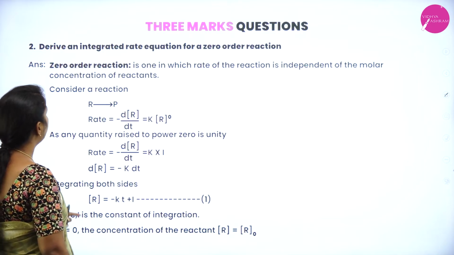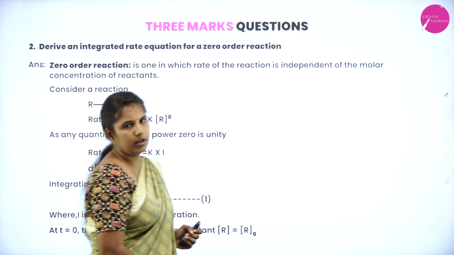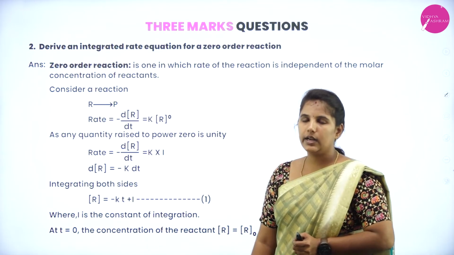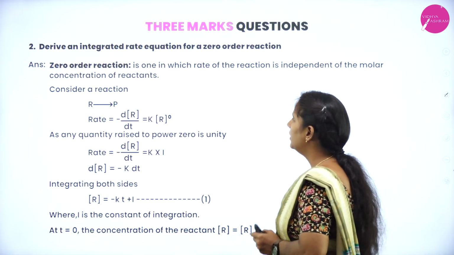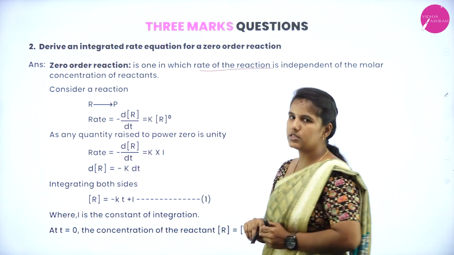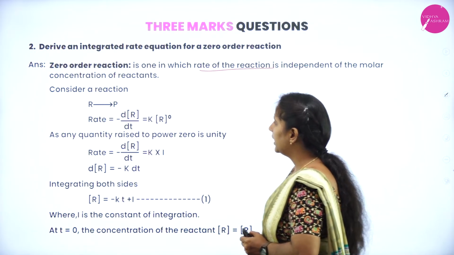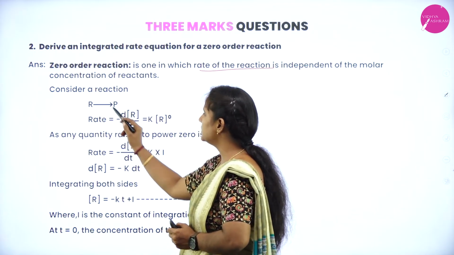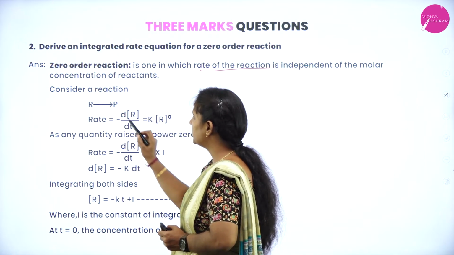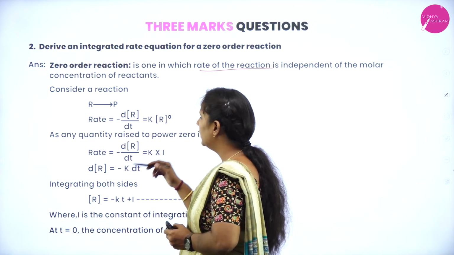Next, derive an integrated rate equation for the zero order reaction. Let's see how to derive an integrated rate equation for the zero order. A zero order reaction is one in which the rate of the reaction is independent of the concentration of the reactant. So we can write the reaction as R giving rise to product, and the rate equation is minus d[R] divided by dt equal to k into [R]0.